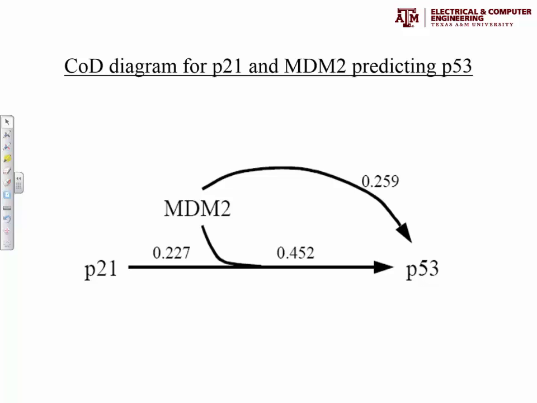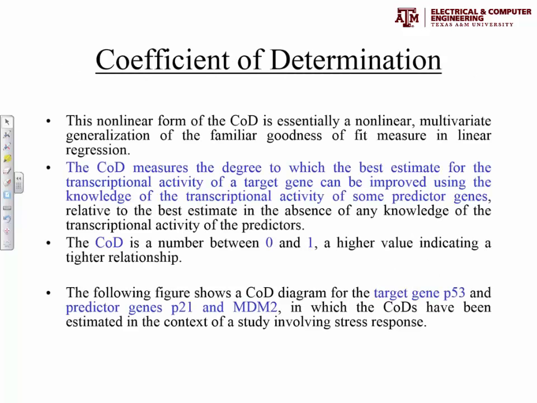you see P53 is activated in response to stress, DNA damage stress. We talked about that. So you get the data basically from some stress response experiments, and then you use that data to do these COD calculations. The following figure shows the COD diagram for the target gene P53 and 2 predictor genes P21 and MDM2, in which the CODs have been estimated in the context of a study involving stress response. So you're subjecting the cells to stress, then looking at the expression levels of these different genes, and then looking at that data and trying to calculate the best predictor in the absence of observations, then with observations, and then do all the detailed calculations.